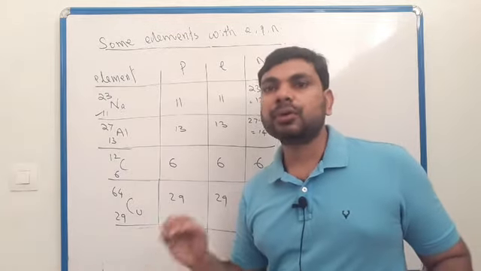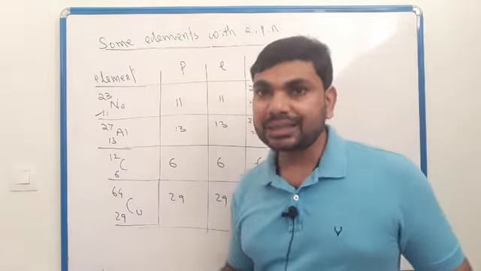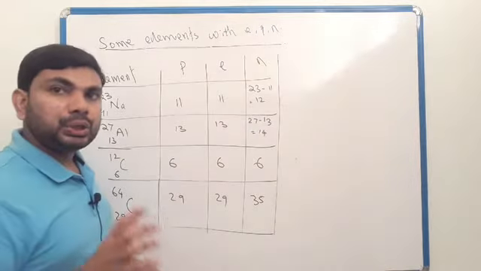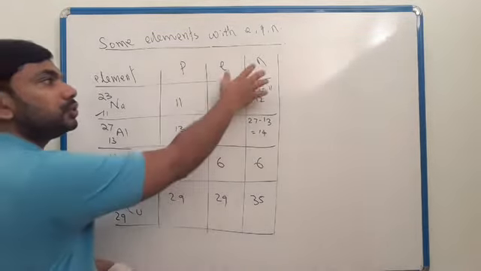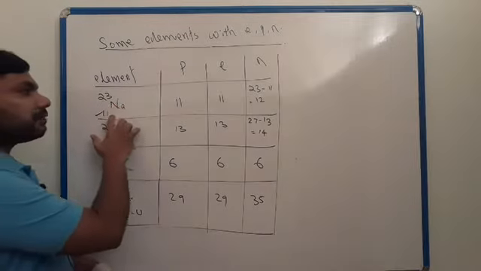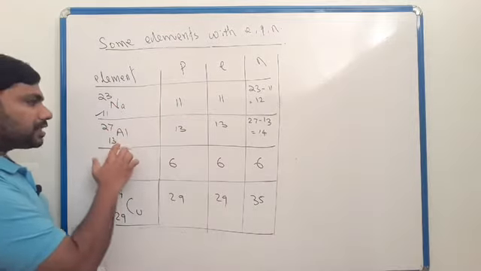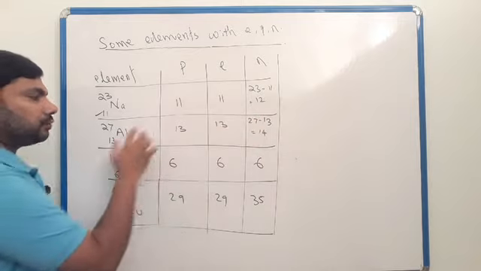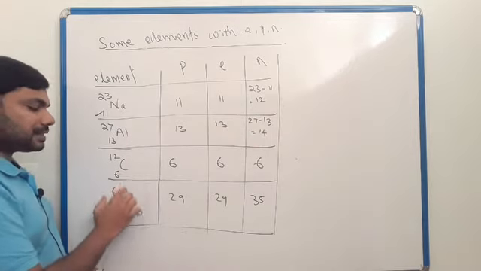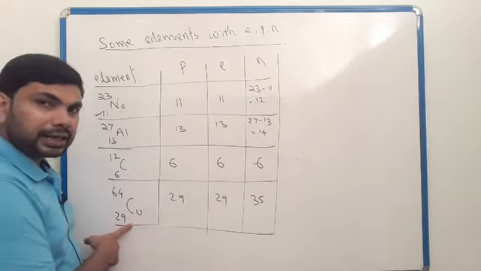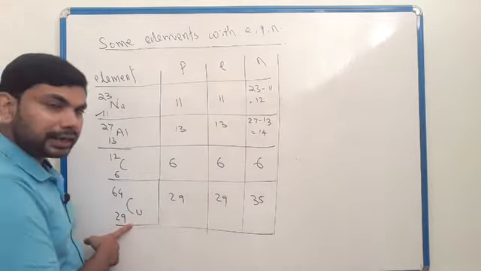Atomic number is equal to the number of electrons and protons. To find the neutron number, look here: mass number minus atomic number will be the neutron number. If you want to find the number of neutrons, 23 minus 11 is 12. Here, 27 minus 13, 14 neutrons for aluminum. Carbon, 12 minus 6. Copper, 64 minus 29, so here 35 neutrons. Clear? So using the periodic table you can find the number of neutrons, protons and electrons.